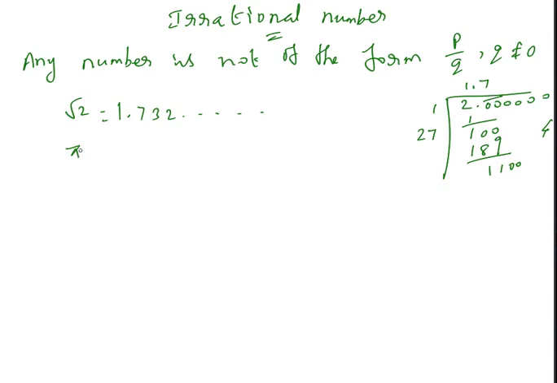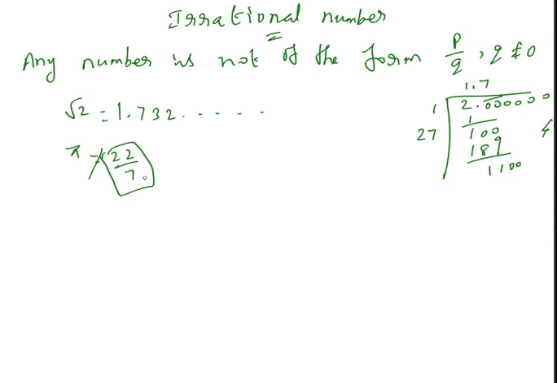Pi is an irrational number. Pi is often taken as 22 by 7, but that is only an approximate value, because 22 by 7 is of the form p by q, with q not equal to 0 and p and q having no common factor. It satisfies all those conditions, so 22 by 7 is a rational number. But pi is not exactly equal to 22 by 7. It is an approximate value only.